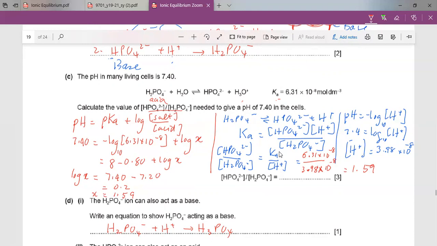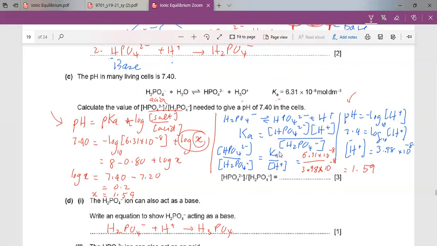So again, there are two ways to go about it. I like to use this one here, but the marking scheme gives you this one here. Never mind, I'll show you the fast way. Of course, I like the fast way because you use the formula. pH equals pKa plus log of the ratio. This is the thing I want, the ratio of salt, I must know.